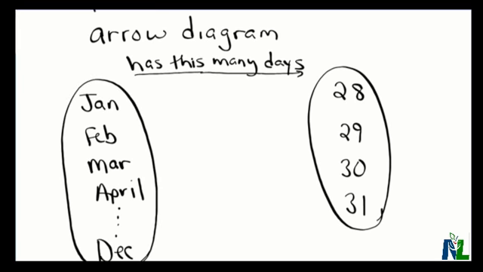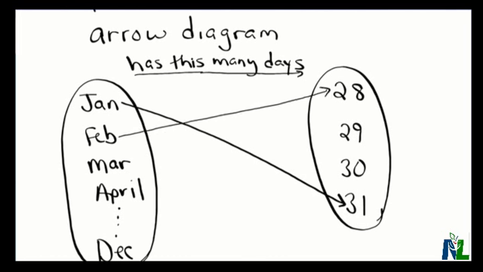The number of days would be over here. So January would have 31. February would have 28. March would have 31. April would have 30. And of course, you would continue on until you had December, which has 31 days.